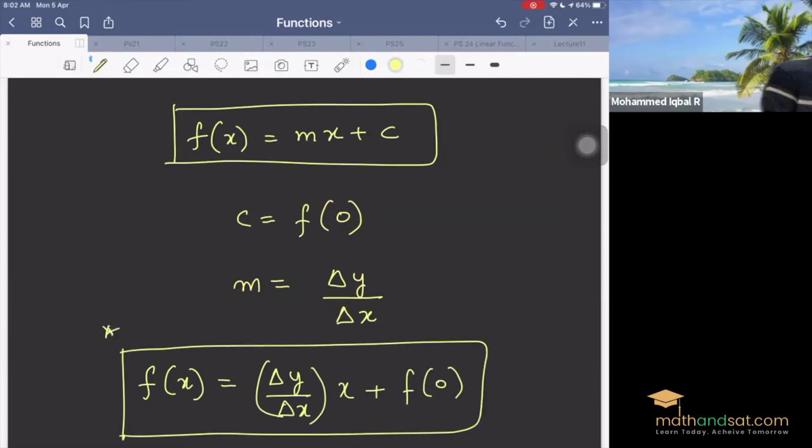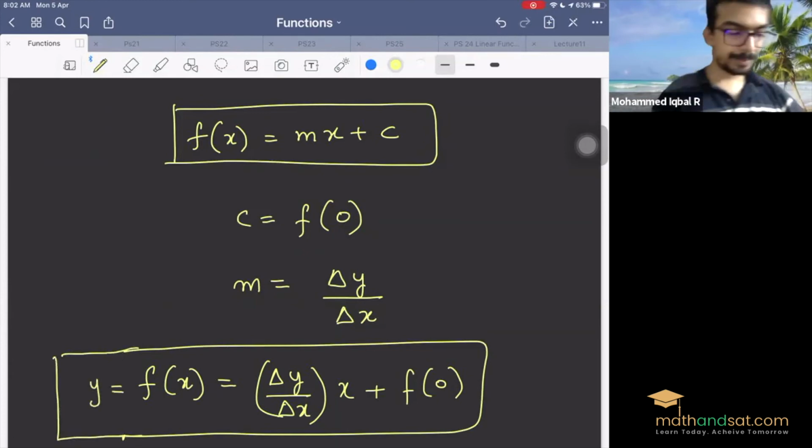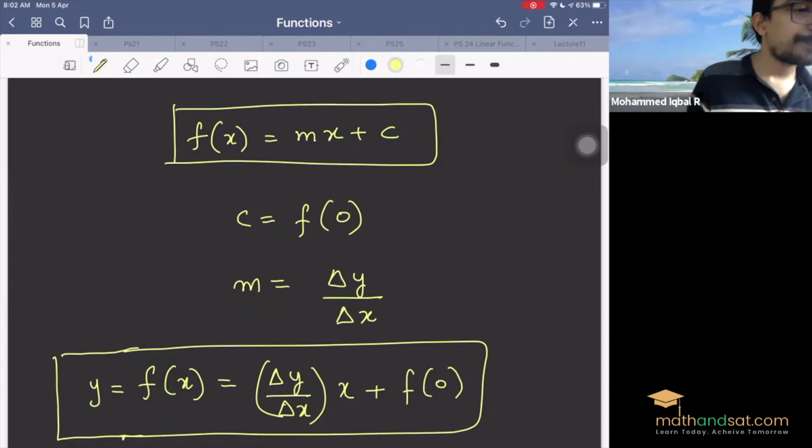Okay, this is nothing but your Y. Your Y value can always be represented as some constant times X, and that constant is nothing but the rate at which your Y is changing with respect to X, plus another constant. That other constant is the initial value of the function.